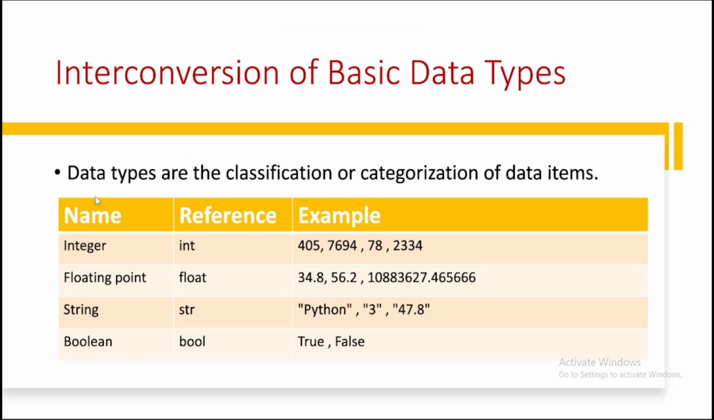Now let us learn how to interconvert each of these data types. If we have to convert this 3 to an integer without the quotes, we have to say int, and in brackets give this number in quotes, so it will get converted without quotes into an integer. If we have to convert 47.8 with quotes into a float, we just write float, and in brackets we write 47.8. We can also convert an int to a string, and that is done by using str, and then we write the integer such as 405. Now let us just try it out.